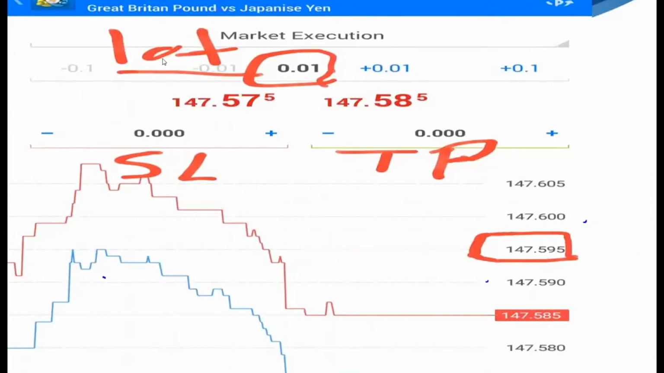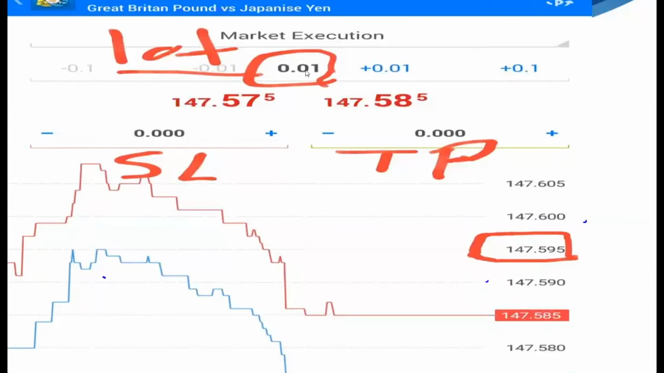All right. So here's the thing: your lot size, your lot number goes in here. You can screenshot this because you want to be able to go back to this information. All right. So your lot number is going to go right here. This number here can change. All right. Your take profit is always going to be to the right. All right. Your stop loss is always going to be to the left.